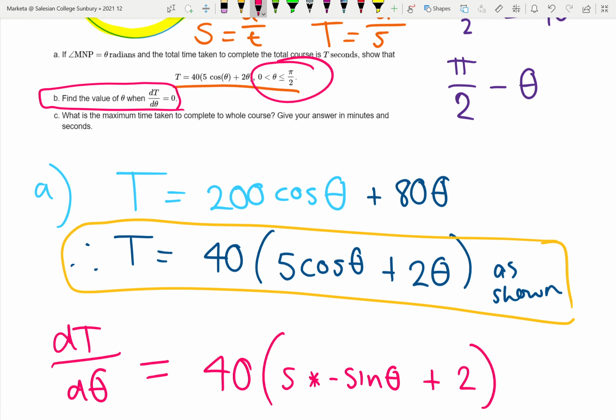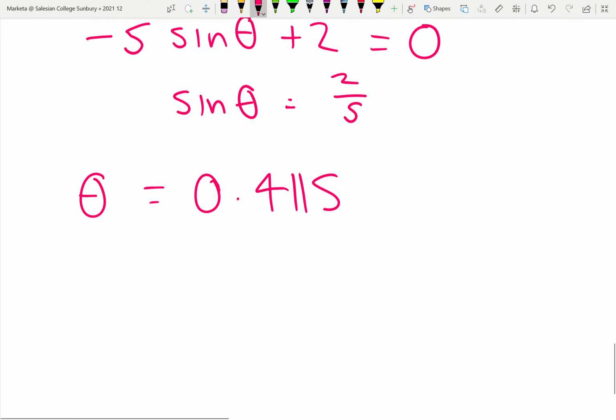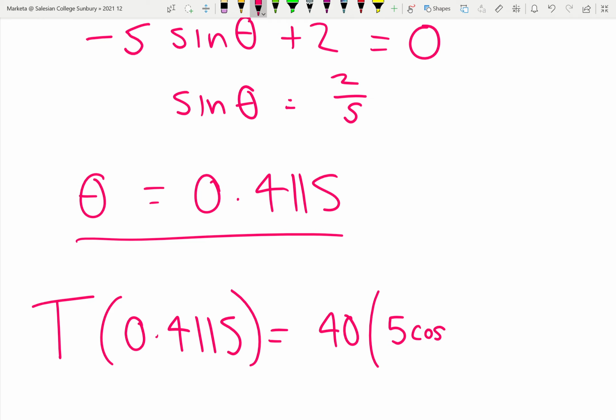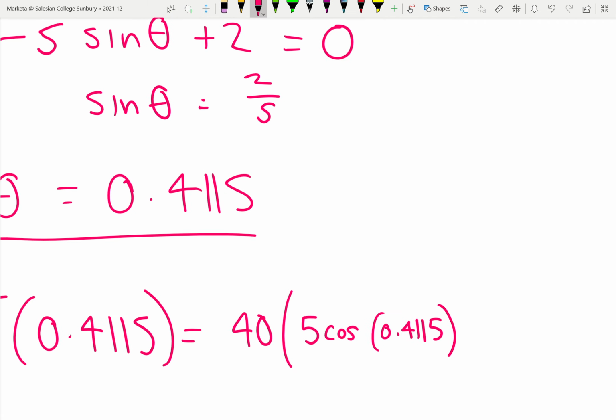Now they tell us to work out the maximum time to complete the whole course. So that maximum time occurs when the gradient is 0, and we've just found when the gradient is 0, theta equals this. So that means for the time taken, we just need to sub this back in to the formula that we proved earlier on. And remember, even if you couldn't prove the formula, you would still be able to do other parts of the question, such as this, where you can differentiate that and then sub it in, so you can get at least some marks.